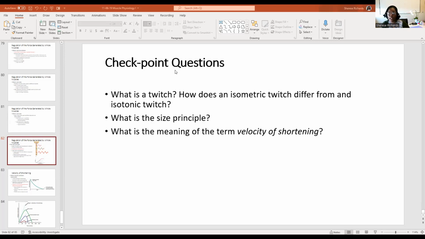Excellent point here to add as well, the difference in terms of larger units being harder to depolarize, smaller units being easier. And so the order of recruitment is really based on efficiency for the body. And then last question, what is the meaning of the term velocity of shortening? The speed at which a muscle can contract or shorten, excellent. The rate of muscle contraction, also excellent. Some great responses here in the chat. Thank you for sharing these, and they are all correct.